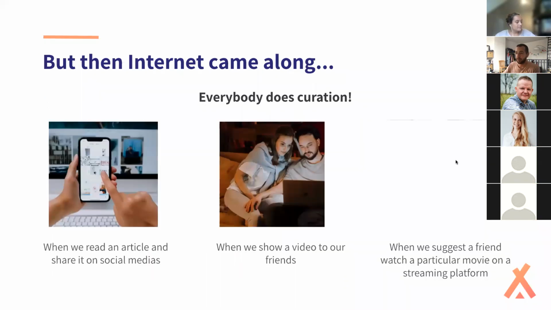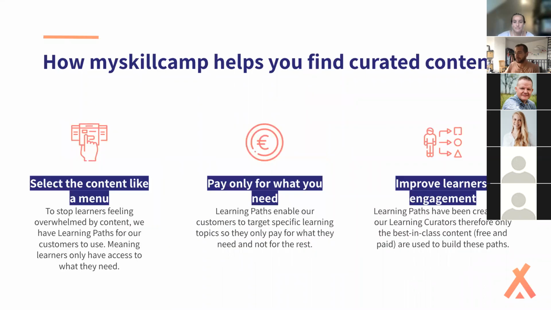And thanks to the web, to internet, when internet came along, nowadays everybody does curation. Like when you read an article and you share it on social media, it's kind of curation as well. When you show a video to your friend, it's kind of curation as well. And when you suggest a friend to watch a specific movie on a streaming platform, it's also kind of curation, because you will kind of find the right piece of content for a targeted audience. Even though this audience is quite small, it's still kind of part of the curation process.